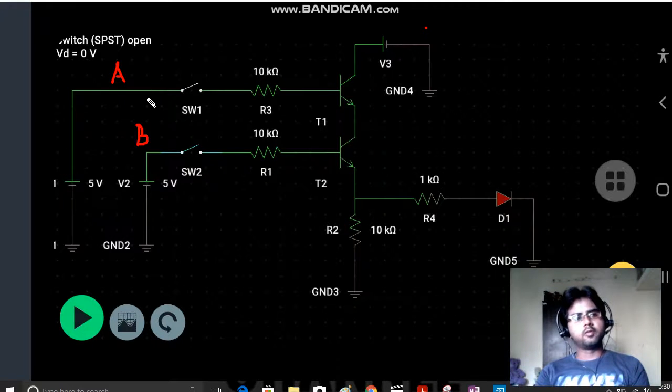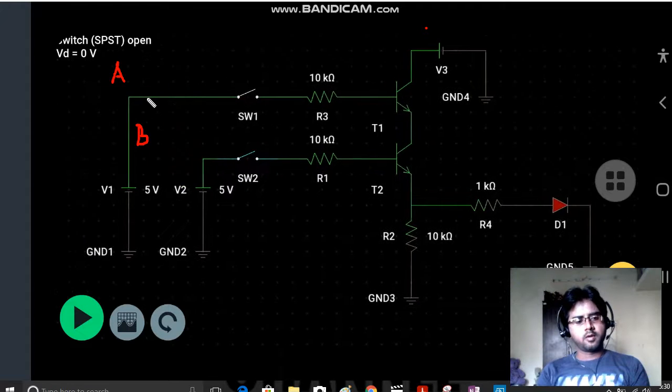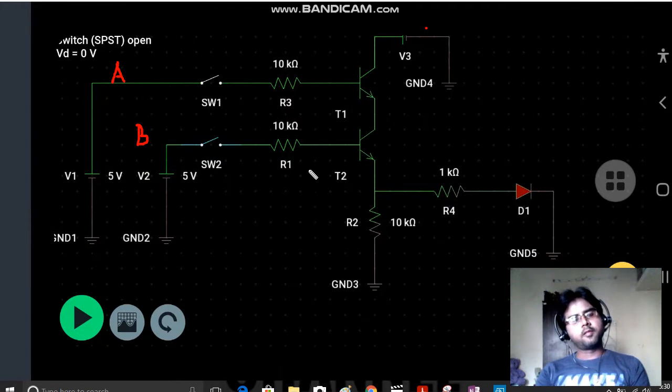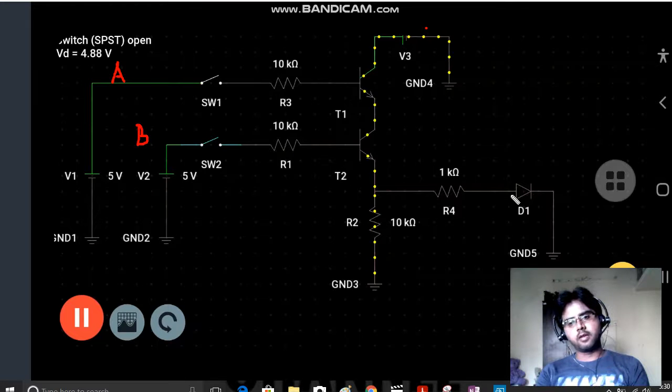We'll directly go to understanding the logic gate here. Since both inputs are in off state, there will be no current flow here. So I'm running the simulation. Since both inputs are logic 0 states, that means no input, at that time there will be no output. So it will be 0. Basically, there will be no current. These two transistors are in off state, so there will be no current flowing. So it is logic 0.